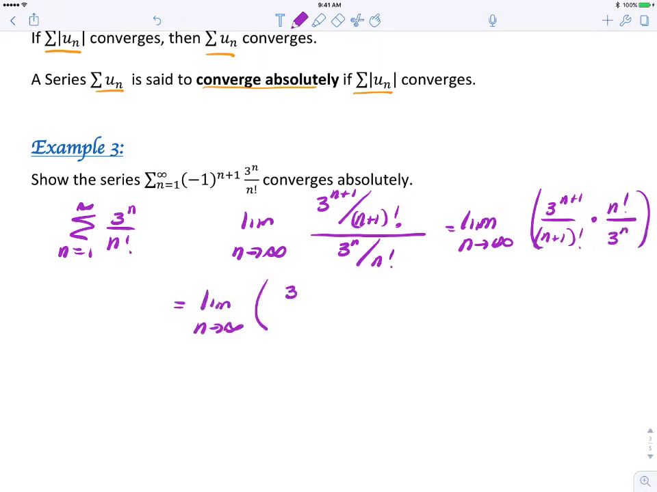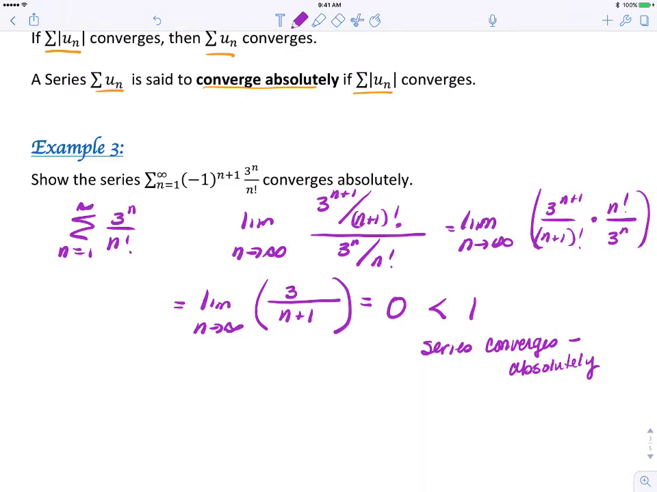n factorial over 3 to the n. So now if we simplify, 3 to the n plus 1 and 3 to the n cancel, leaving a 3 in the numerator, and n factorial and n plus 1 factorial cancel, leaving n plus 1 in the denominator. So we just have 3 over n plus 1. And the limit as n goes to infinity of that is 0. So for the ratio test, if the limit is 0, that's less than 1, the series converges. So the series converges absolutely.